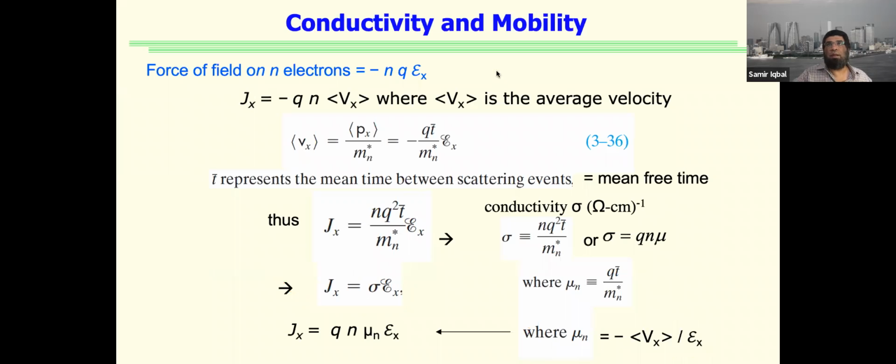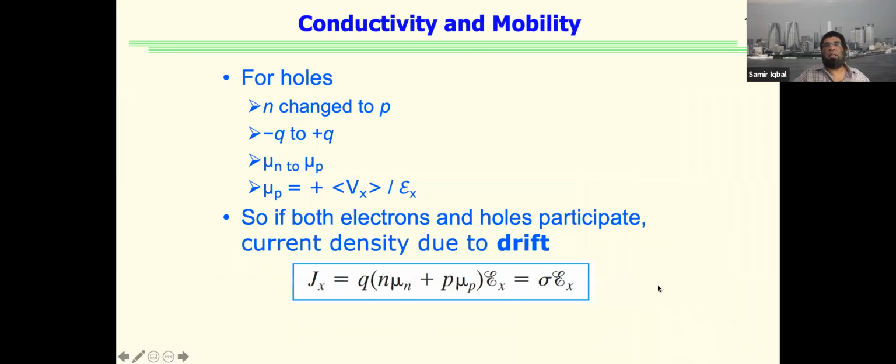Now, when we look at mobility, if you are using n-type, we use mu n. If you are using holes, we use mu p. If we are talking about holes, we change minus Q to plus Q. So this relationship then becomes plus average velocity over field. So these are simple changes that go in when you are going from electrons to holes in those relationships.